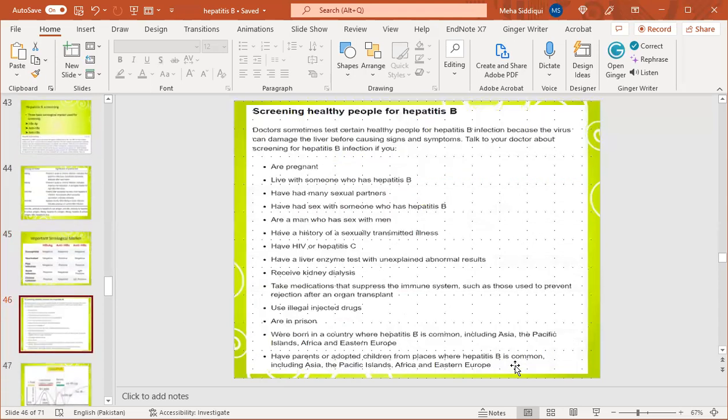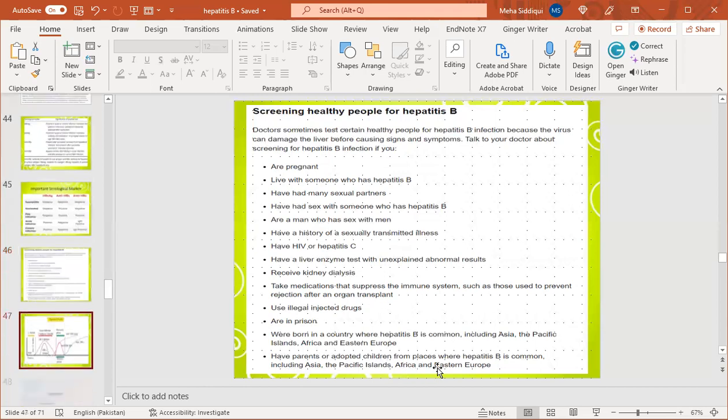So, which groups of people should be screened? These are pregnant ladies, anyone who is living with someone who has hepatitis B, having had many sexual partners, men having contact with men, and anyone having a history of STDs, having HIV, hepatitis C, having a liver enzyme test with unexplained abnormal results, received kidney dialysis, anyone using illegal injected drugs, or anyone in prison, people who are born in countries where hepatitis B is common, like Asia and the Pacific Islands, and people having parents or adopted children from places where hepatitis B is common.